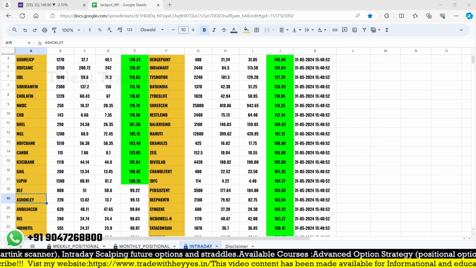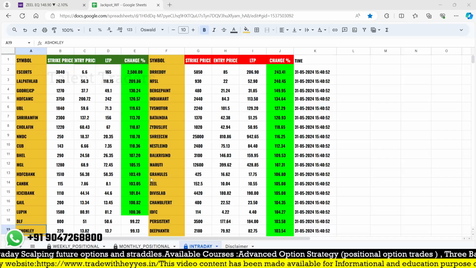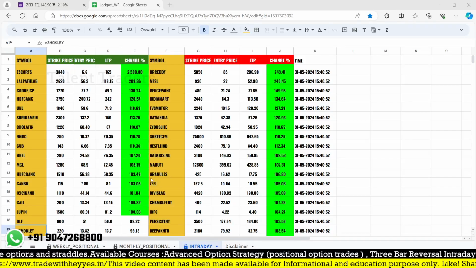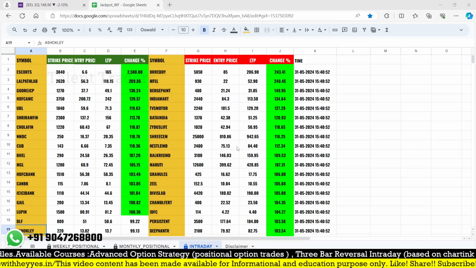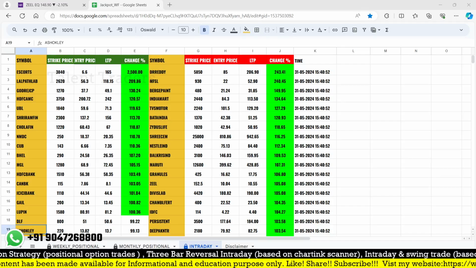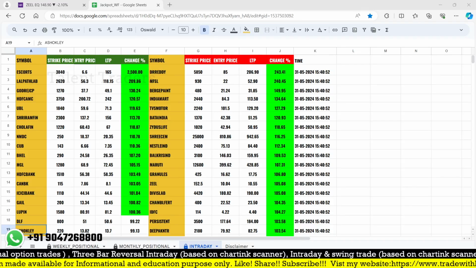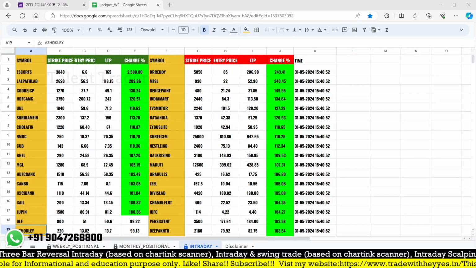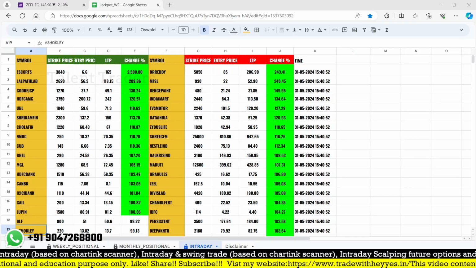In this video, I'm just going to update you on the charting scanner for our Google Sheet. Here we are using Camarilla R4 to give you the breakout in the direct option chart itself. So how do we find the stocks? Mainly, that's a major question.